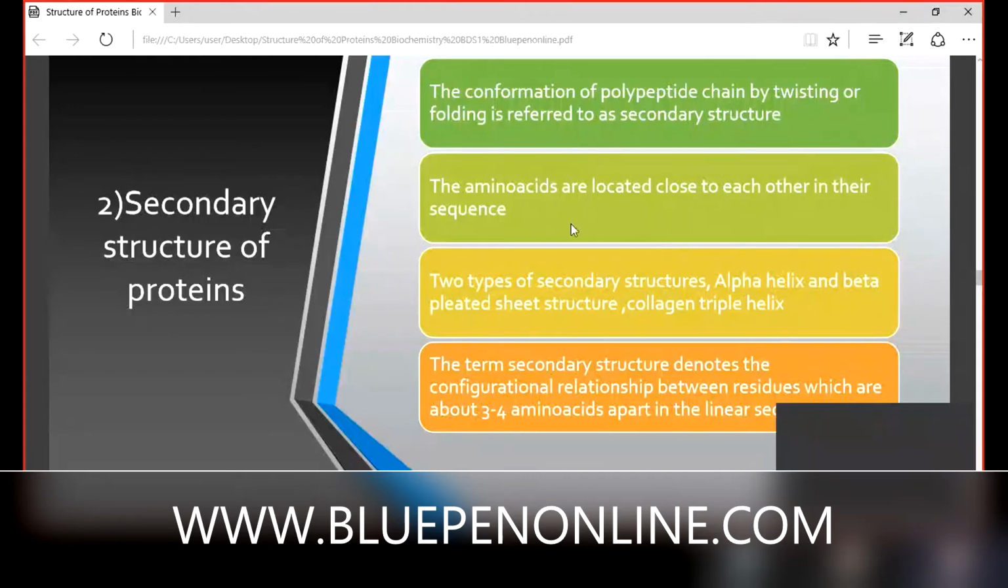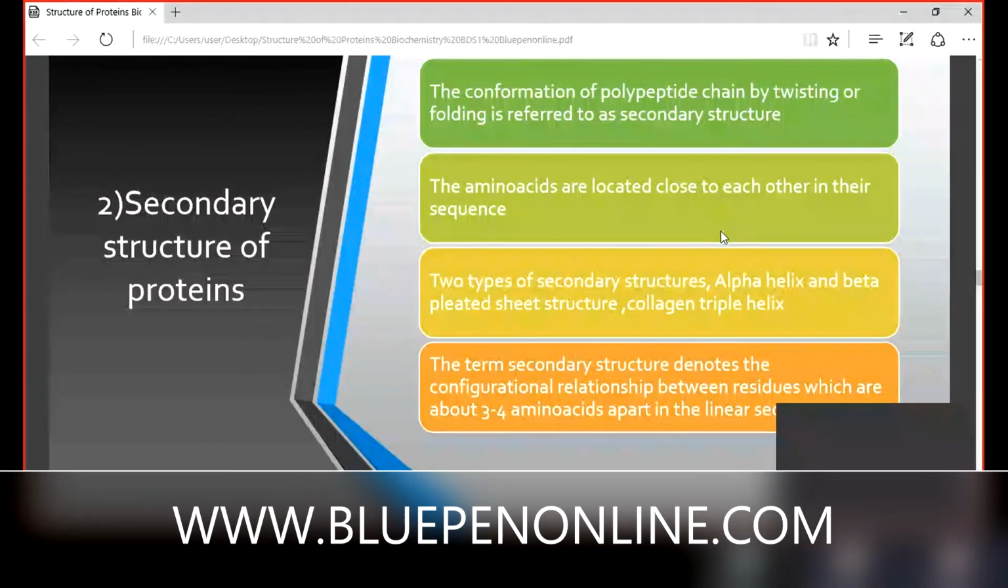The amino acids are located close to each other in their sequence. If it is in a straight chain, they are too far; there is a long distance between two amino acids. But when they are twisted or folded, they are very close to each other.